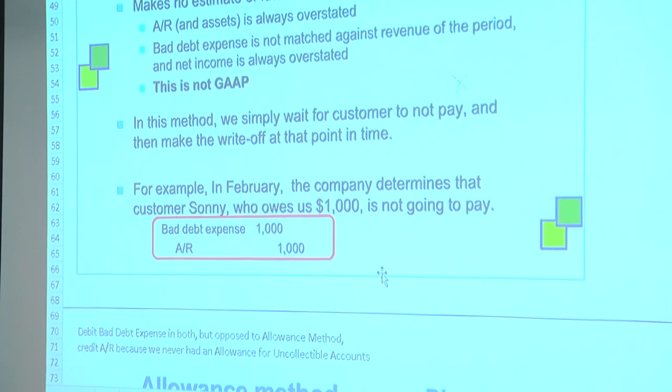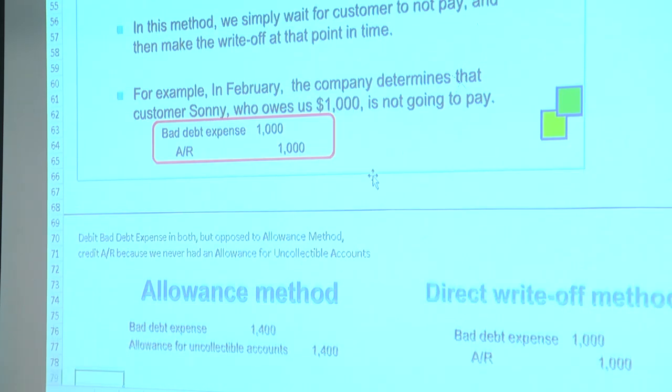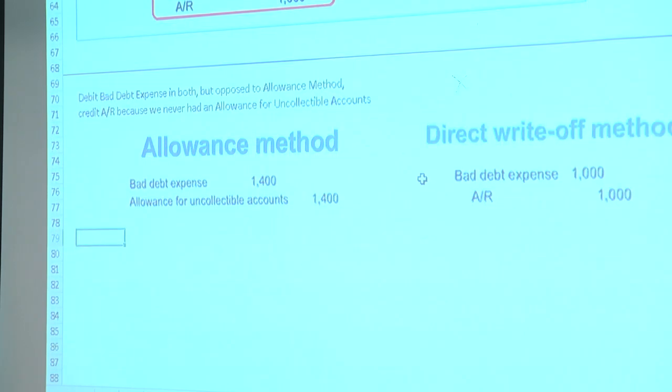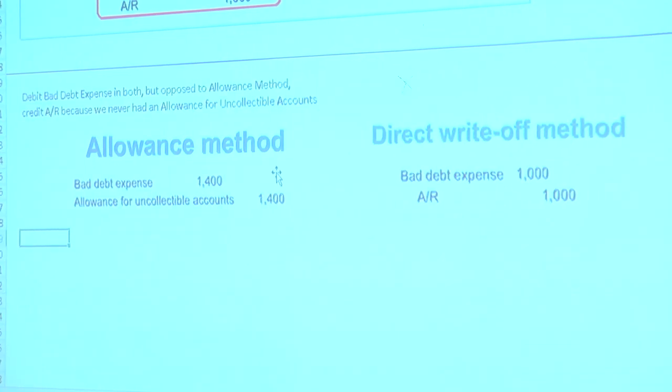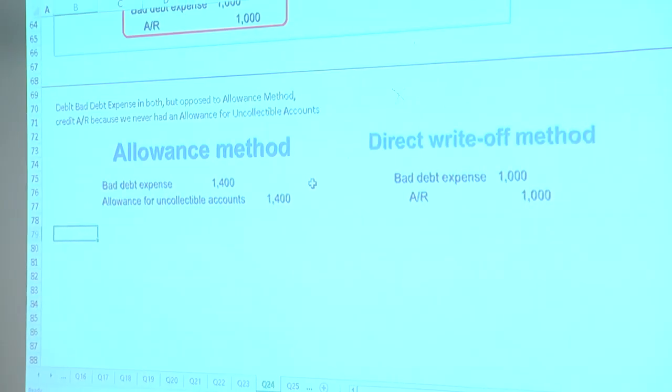Now, if you wait till the customer actually doesn't pay, then accounts receivable is overstated throughout the life. So that's why the allowance method is more appropriate. But you should know the direct write-off method too. So I put a little guide here as a comparison of the two.